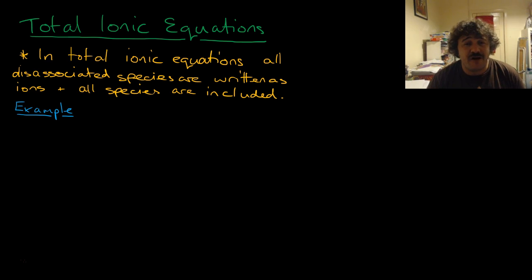Now, in a total ionic equation, what you're used to seeing is something called a molecular equation. We'll see that in a second. But in a total ionic equation, all your dissociated species, so these are your ions which are dissolved in solution, are written as ions, and all species are included. That's why it's called total. Dissociated species, just as a reminder, is something which is dissolved in solution.